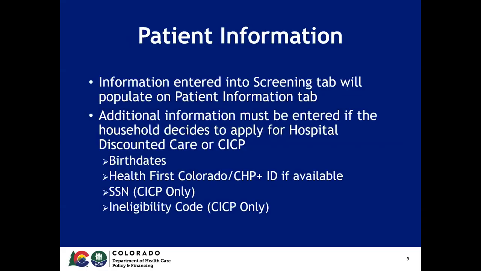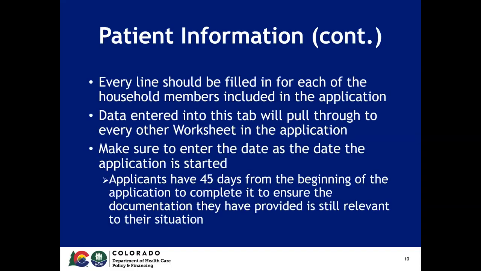So the next tab in the uniform application is the patient information tab. Information that's entered into the screening tab is going to populate on the patient information tab as well. Additional information may be entered if the household decides to apply for hospital discounted care or for CICP or for both. That information includes their birth dates, their Health First Colorado or CHIP Plus ID number if they have one and if they have it available. And then for CICP only, their social security number and their ineligibility code. Every line should be filled out for each of the household members included in the application.